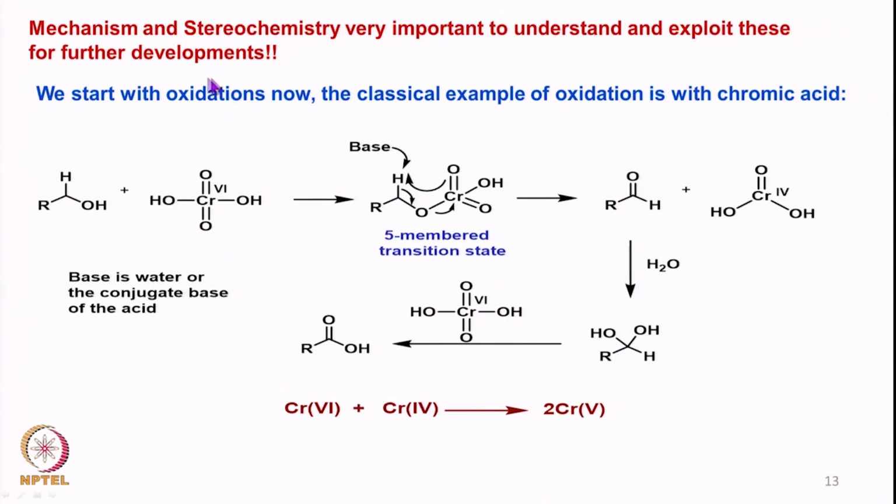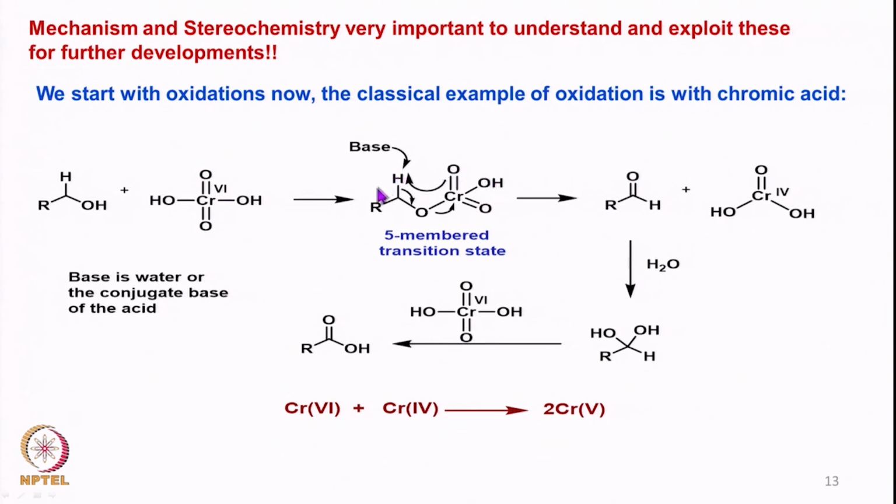Now we go to the last part of today's lecture, which will then be carried on to the next class, and that is to see how oxidations can be carried out. In all the oxidations that we are going to discuss, or reductions or CC bond formations, we will basically be talking about mechanism and stereochemistry, because that becomes very important to exploit for further developments. Now suppose we carry out an oxidation of an alcohol with, say, chromic acid.